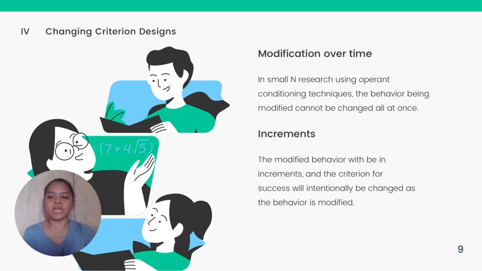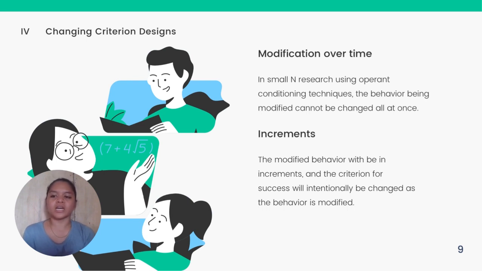Third, a better understanding of the process of behavior change. Changing criterion can help researchers to better understand the process of behavior change by providing insights into the rate and nature of changes that occur. This information can be used to refine the intervention and to develop more effective techniques for modifying behavior.